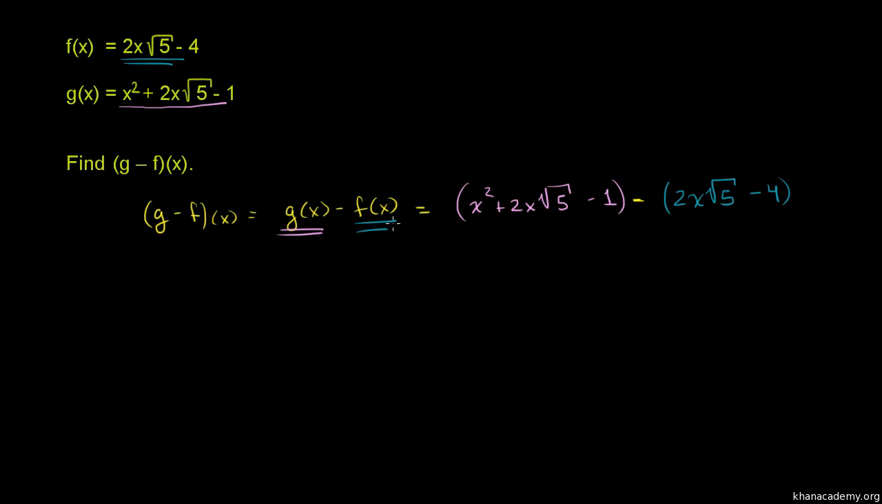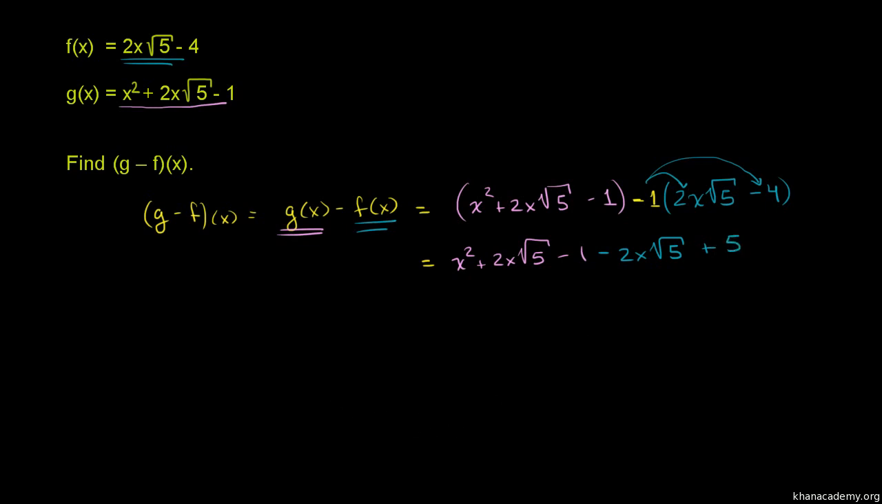Minus 4. And so now we just simplify this. This is going to be equal to, we can get rid of the parentheses, x squared plus 2x times the principal square root of 5 minus 1. And now this is minus all of this, so we can distribute the negative sign. You could view this as negative 1 times all of this over here. So if we distribute onto that, we get minus 2x times the principal square root of 5. Negative 1 times negative 4 is positive 4.